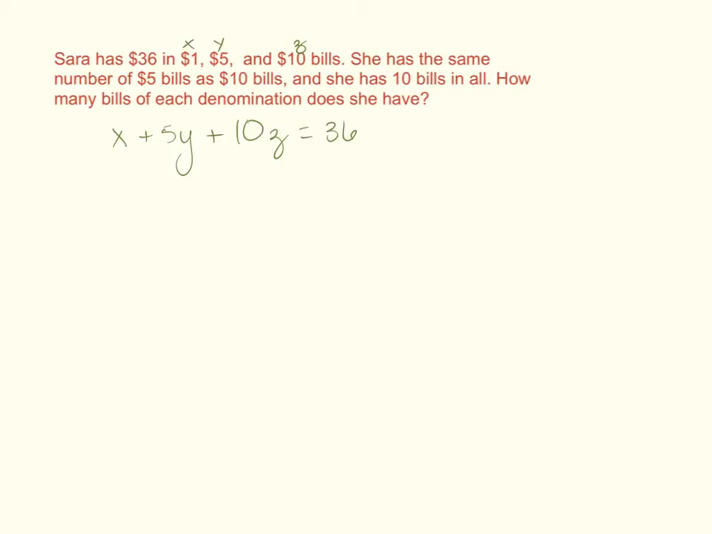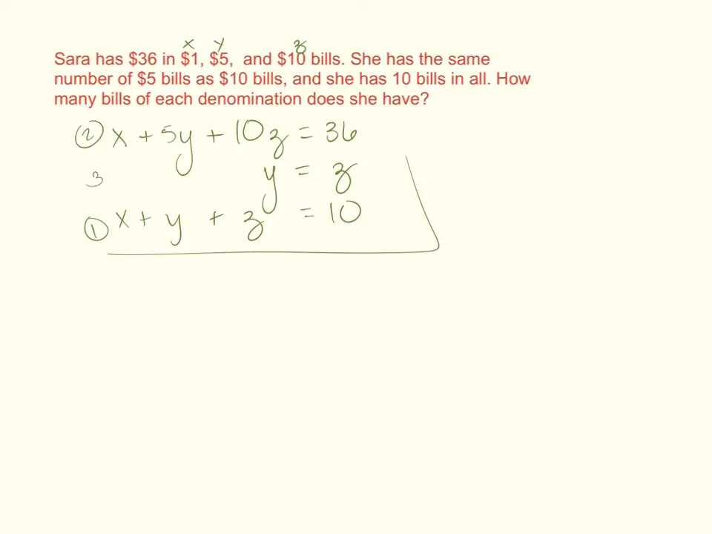She has the same number of $5 bills as $10 bills, so that means that y has to be equal to z. And she has 10 bills in all, so x plus y plus z equals 10. Okay, I'm going to rearrange the entire system. Actually, I'm going to make this my new first. This is going to be my second, and this one down here is going to be my third. So I've got x plus y plus z equals 10. y minus z is equal to 0. Sorry, that's my third. x plus 5y plus 10z is equal to 36. And y minus z is equal to 0.